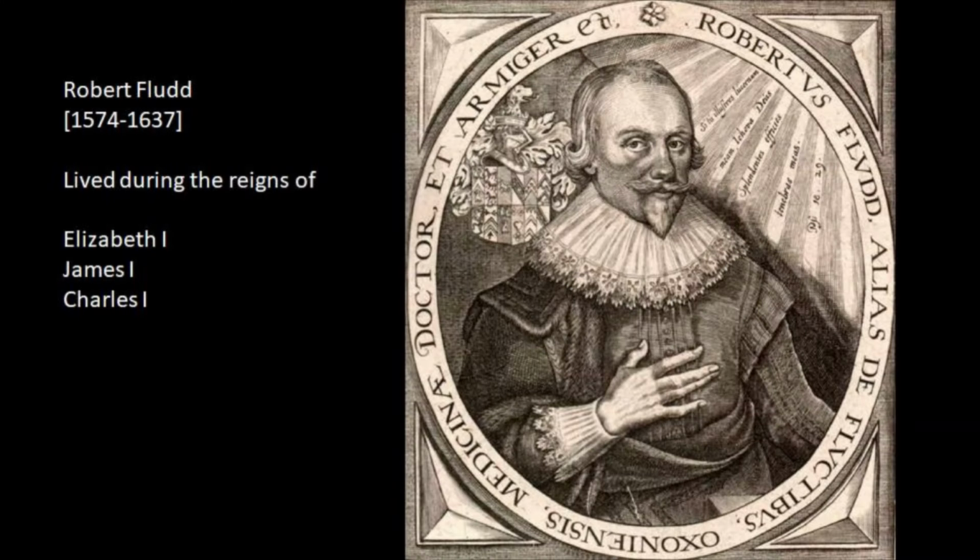Now, as you know, in the last lecture I talked a bit about Robert Fludd, and those of you who have been with me for a time will know that he's one of my favourite past philosophers. He lived in the later part of the 16th century and the earlier part of the 17th century. So he was alive during the reigns of Elizabeth I, James I, and a bit of the reign of Charles I.